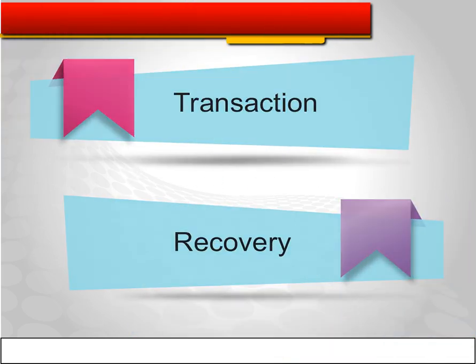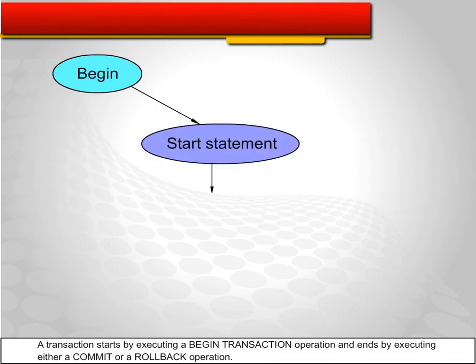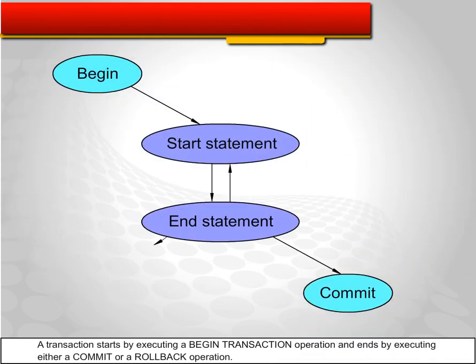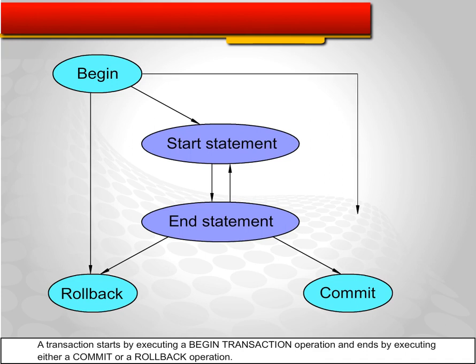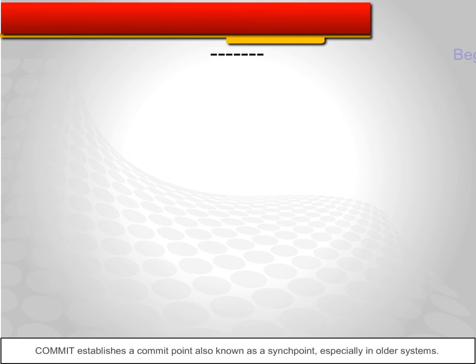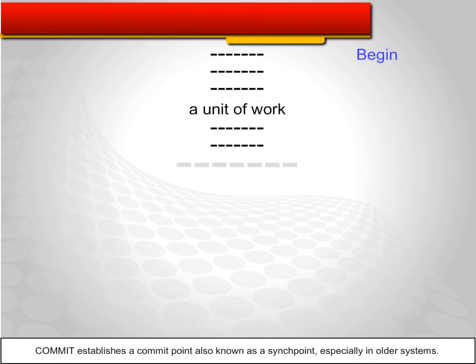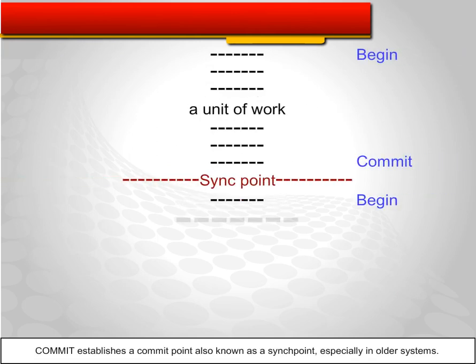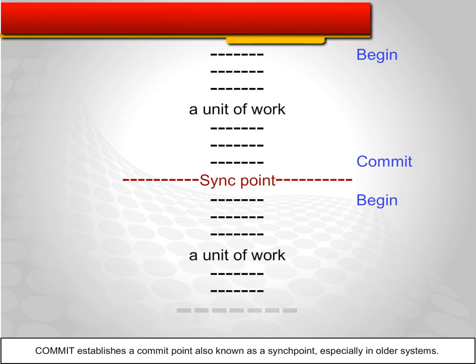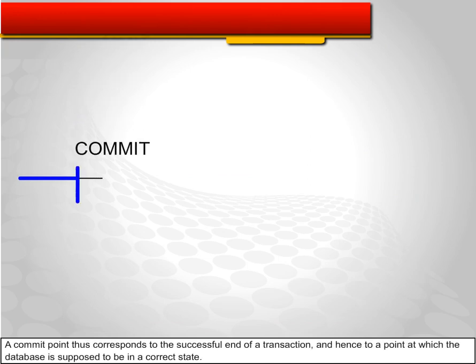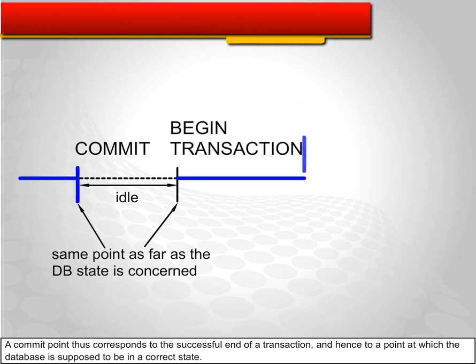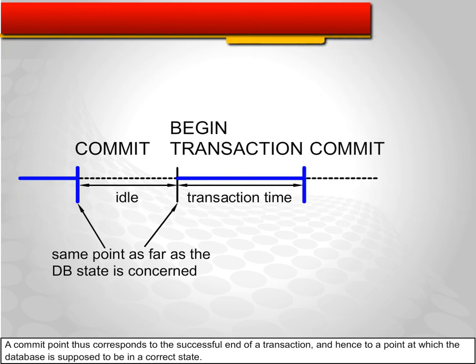Transaction recovery. A transaction starts by executing a begin transaction operation and ends by executing either a commit or a rollback operation. Commit establishes a commit point, also known as a sync point, especially in older systems. A commit point thus corresponds to the successful end of a transaction and hence to a point at which the database is supposed to be in a correct state.